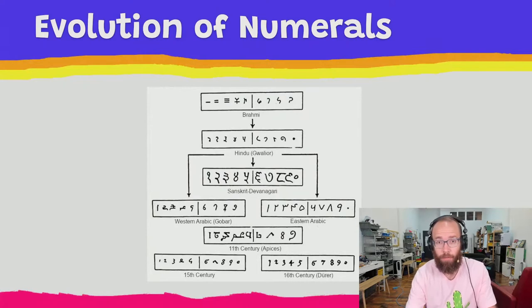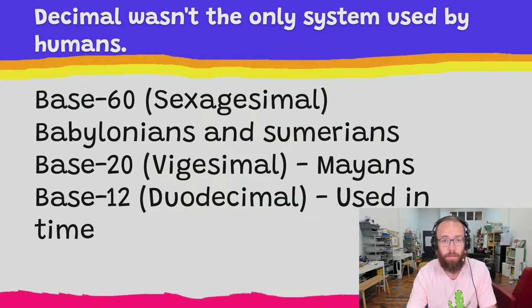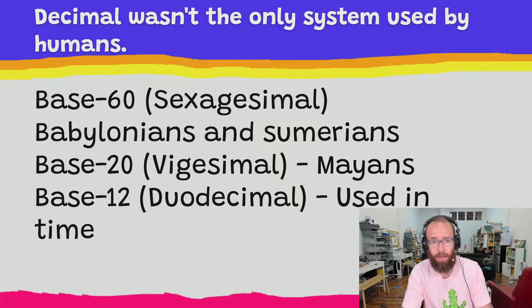And binary is a number system, so it's important to talk about that. So decimal wasn't the only system used by humans. We're going to take a look at base 60, which is sexagesimal, and that was used by Sumerians and Babylonians. We're going to look at base 20, vigesimal, which is used by Mayans.